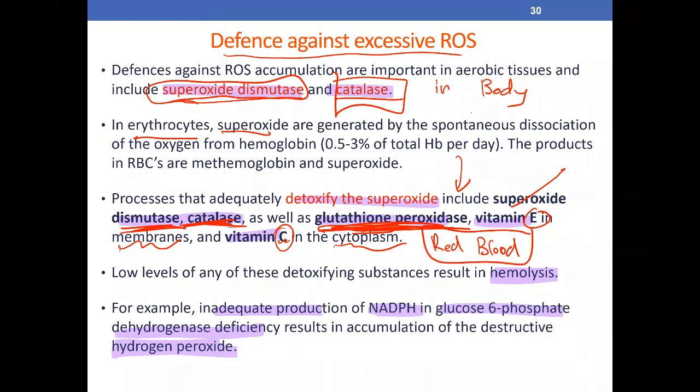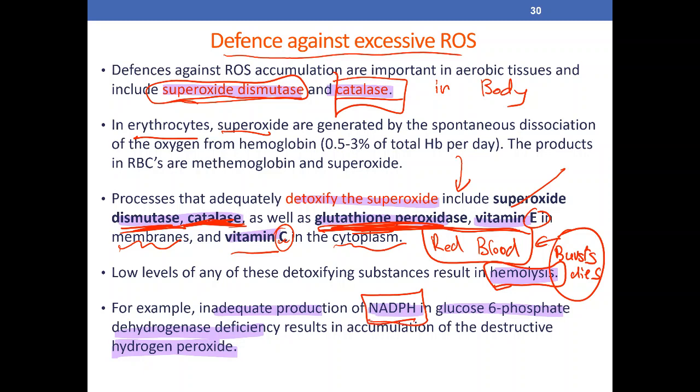If any of these enzymes, or any of their precursors, are not present inside the cell, they lead to something known as hemolysis, which means breakdown of the RBC. The RBC just bursts. The reason it bursts or dies is because the free radicals overwhelm the cell and kill it off. For example, if you don't have enough NADPH because of a G6PD deficiency, remember this enzyme, G6PD.